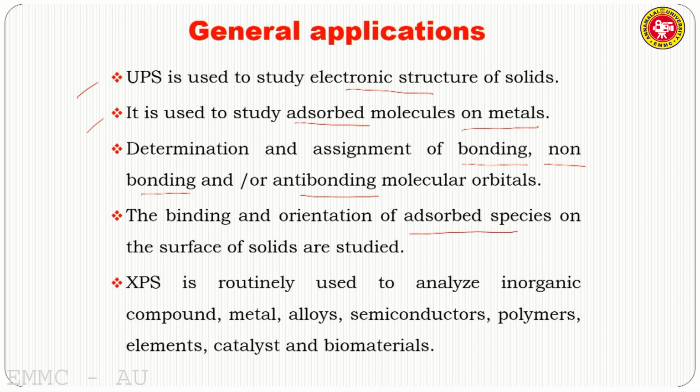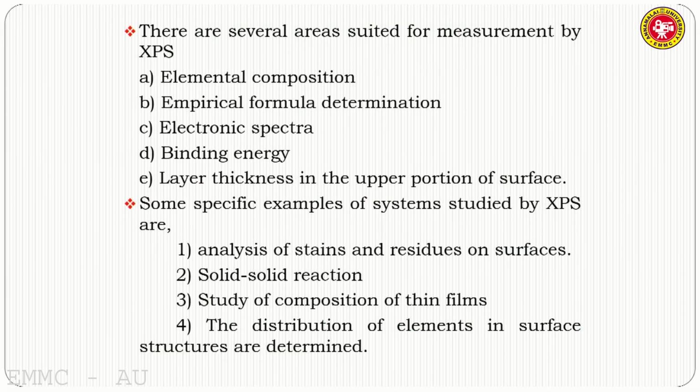XPS is routinely used to analyze inorganic compounds, metals, alloys, semiconductors, polymers, catalysts and biomaterials. There are several areas suited for measurement by XPS. First one, elemental composition. Number 2, empirical formula determination. Number 3, electronic spectra. Number 4, binding energy, and layer thickness in the upper portion of the surface. Specific examples of systems studied by XPS are: number 1, analysis of stains and residue on surfaces. Number 2, solid salt reactions. 3, study of the composition of thin films. 4, the distribution of elements in surface structures is determined.